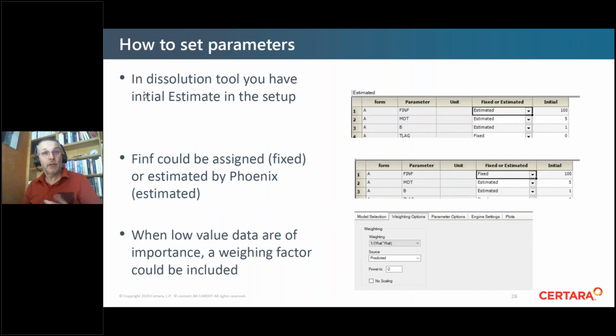So how can you set this F infinity to a fixed value in this case? That is in the parameter options that you can see at the bottom of this slide here. You can see the screen: model selections, weighing factors, and parameter options. In the parameter options, you can, for example, fix the F infinity to 100% and not let the system estimate it. In this case, it is going to be fixed. You can also add a weighing factor. This weighing factor can help you to have a better fit on the lower values. We are going to see some examples.